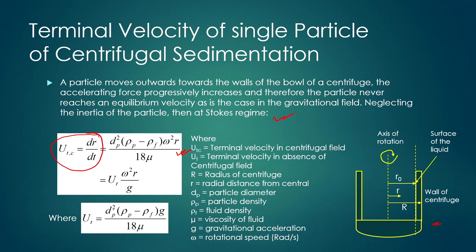Here you will see that ut is defined as per the gravitational field, dp² (ρp − ρf) g by 18μ, as per the Stokes' law condition. So here UTC is the terminal velocity in the centrifugal field, ut is the terminal velocity in the absence of the centrifugal field, R is the radius of the centrifuge, small r is the radial distance from the center, dp the particle diameter, ρp the particle density, ρf the fluid density, μ the viscosity of the fluid, g the gravitational acceleration and ω the rotational speed. Based on this you can calculate UTC, the terminal velocity of the single particle in this centrifugal field.